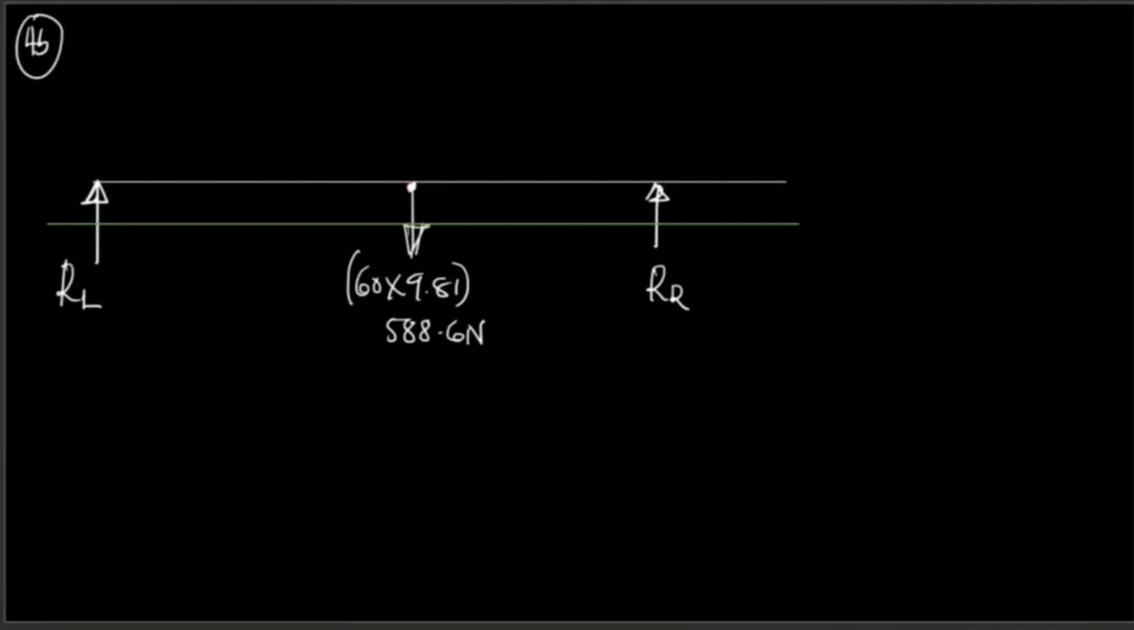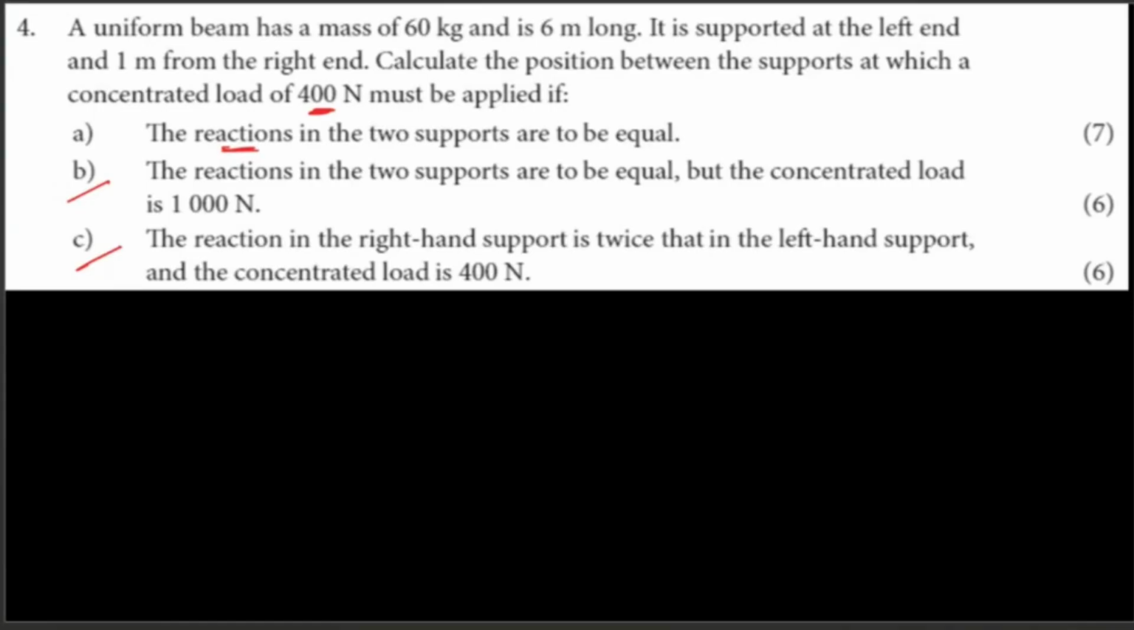Yesterday we were able to calculate the first part of the question, which says you must determine the reactions in the two supports. If the reactions are equal, we are to calculate the position between the supports at which a concentrated load must be applied. The reactions are equal, so we were able to get that. Today we will just continue with the B part and the C part.